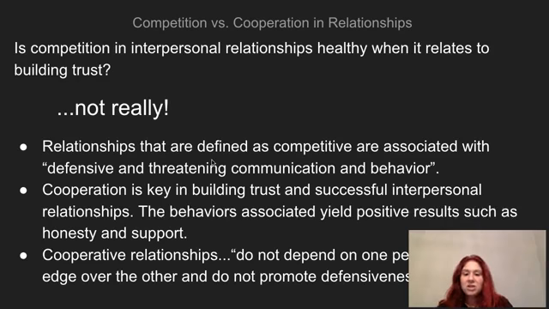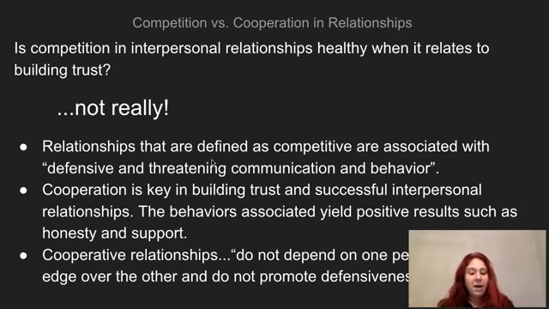The behaviors associated yield positive results such as honesty and support. Cooperative relationships do not depend on one person gaining an edge over the other and do not promote defensiveness or lying. So you can see that when it comes to competition and cooperation in relationships, cooperation works much better and is healthier when it comes to exchanging information or engaging in interpersonal relationships.